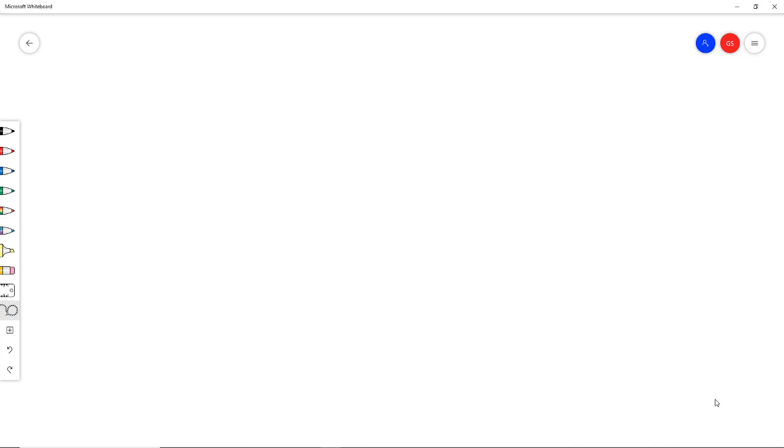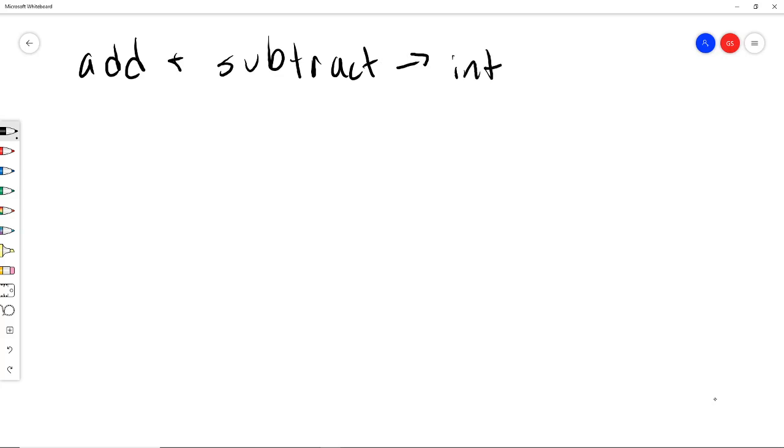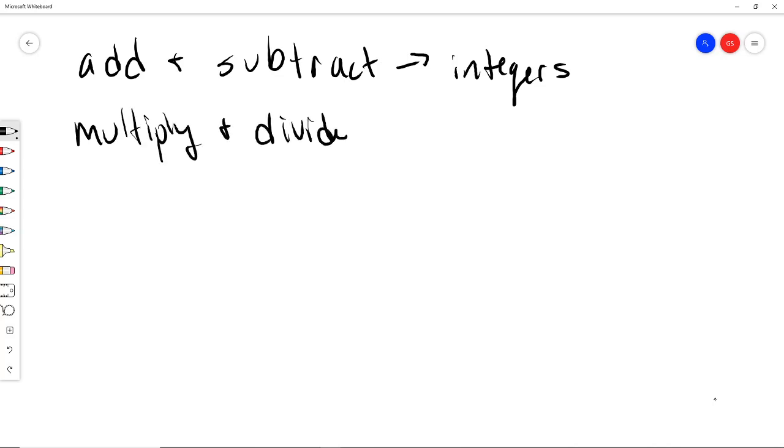So first of all, let's start with numbers, because our goal is complex numbers, so we'll start with simpler ones. If we want to add and subtract, then all we need are the integers. And if we want to multiply and divide, then we're using the rationals.